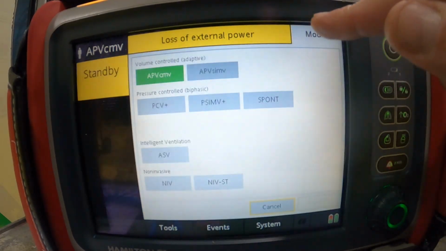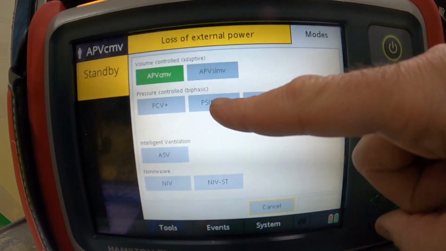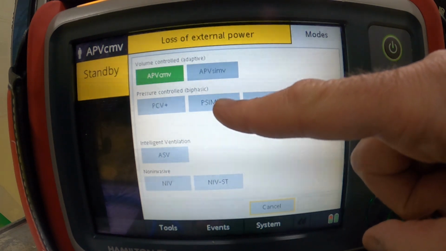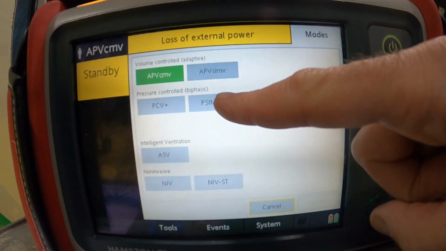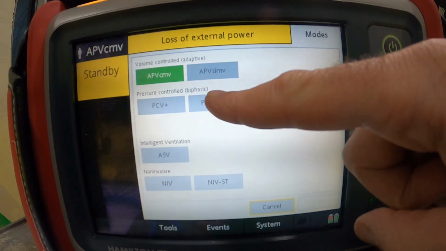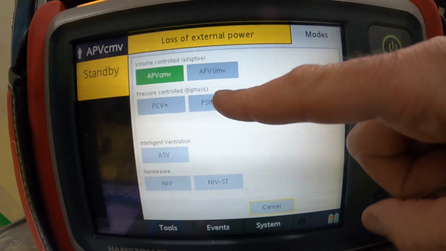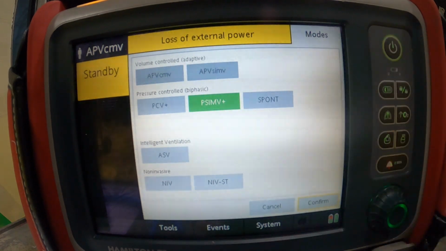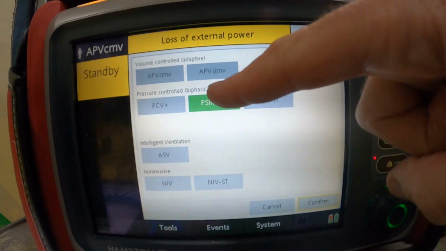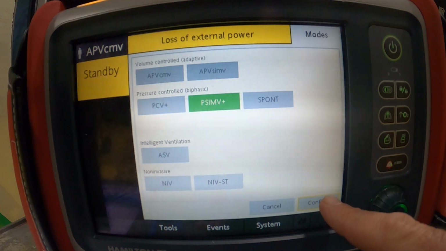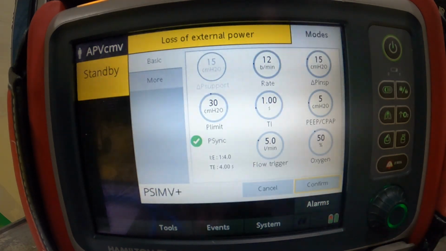For sick lungs, the mode that I choose, it's also in the protocol, is the PSIMV+. This is biphasic, so the vent's going to do immediately what you tell it to do without any adaptivity. It's not going to use its own protocol in the background. I'll show you both modes, but we're going to start with the PSIMV+ first. So we're going to confirm.